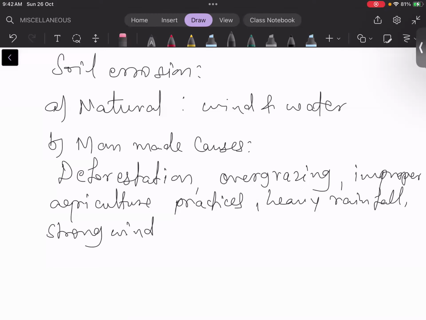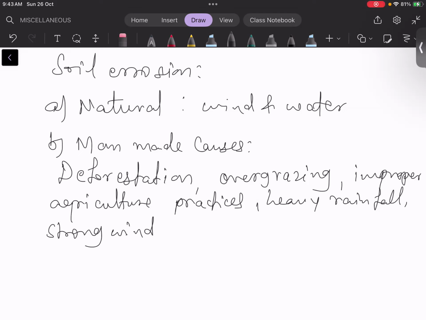Soil erosion reduces fertility of soil. It leads to landsliding, then desertification of land. It leads to flash floods, etc. Okay.